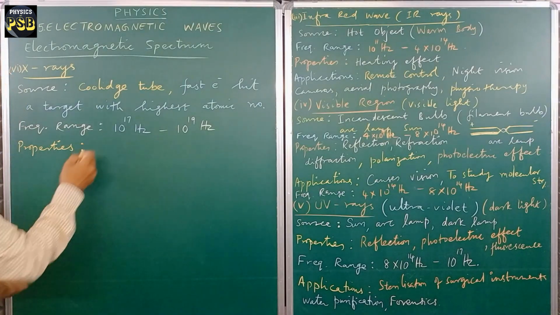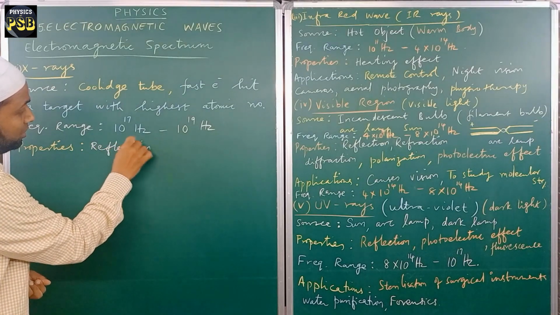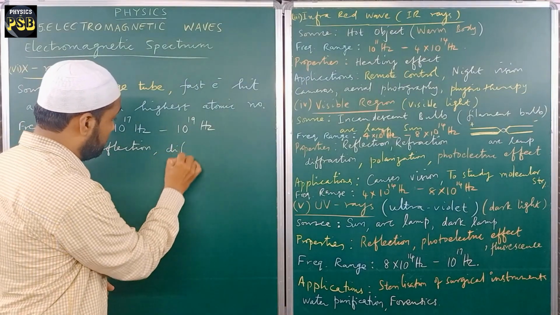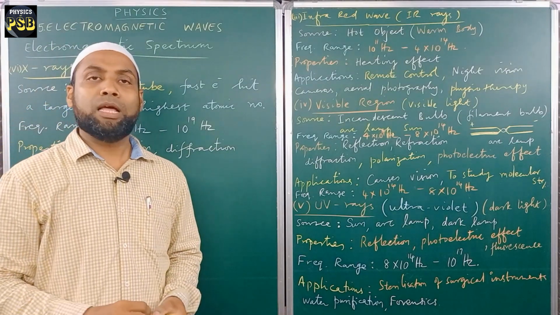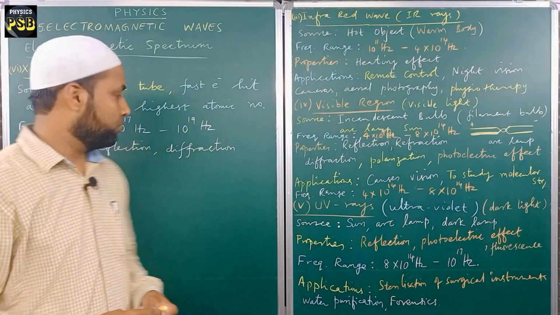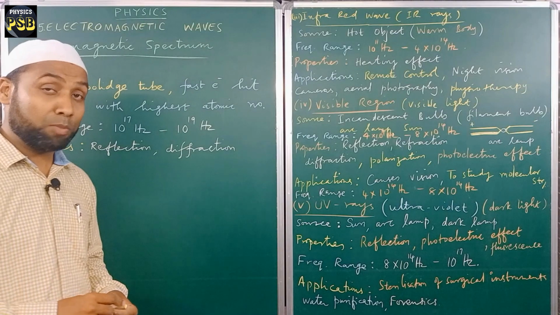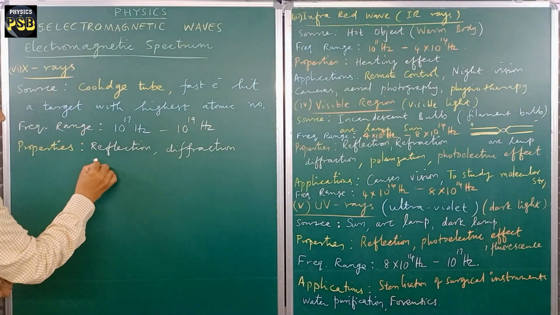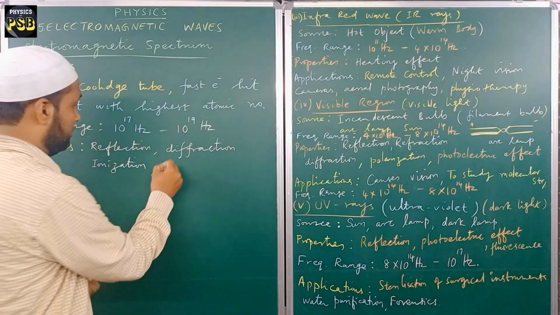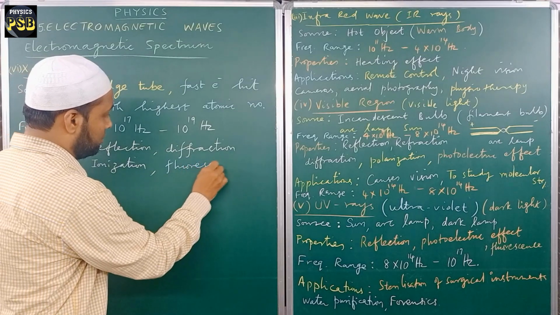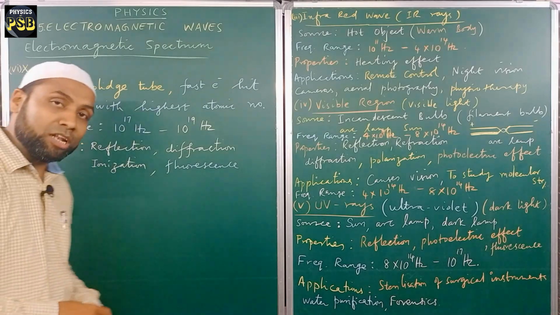X-rays show the property of reflection. It can reflect. It shows the property of diffraction. The diffraction property of X-rays plays a very important role in the study of the structure of crystals. Okay, so these are important properties of X-rays. Apart from this, it also shows one more property called ionization. Then there is fluorescence and phosphorescence, which are some of the properties of X-rays.